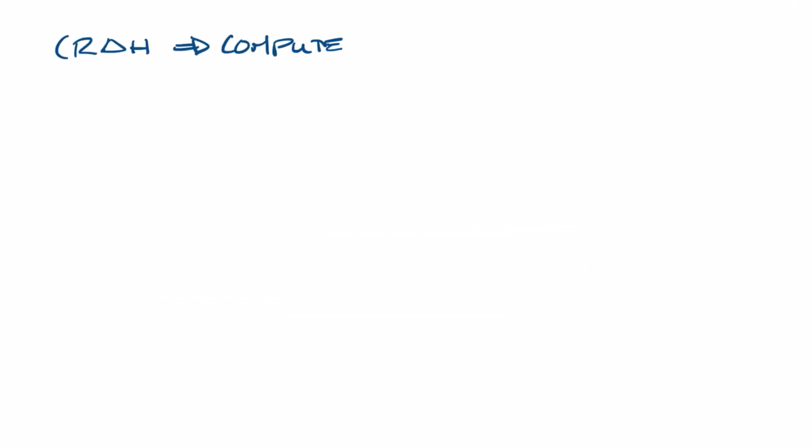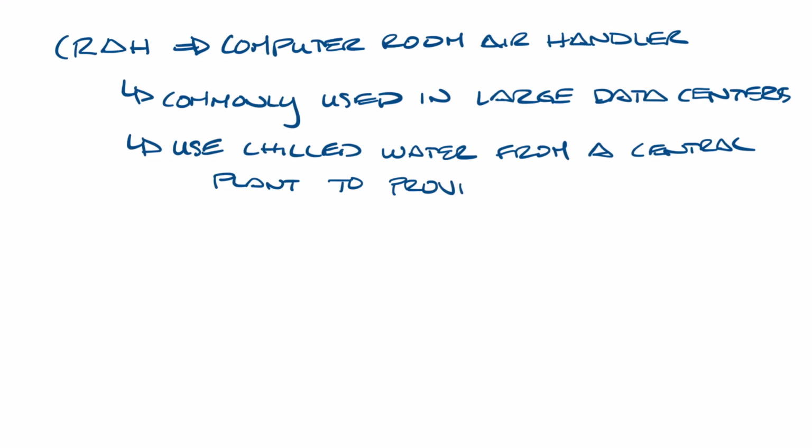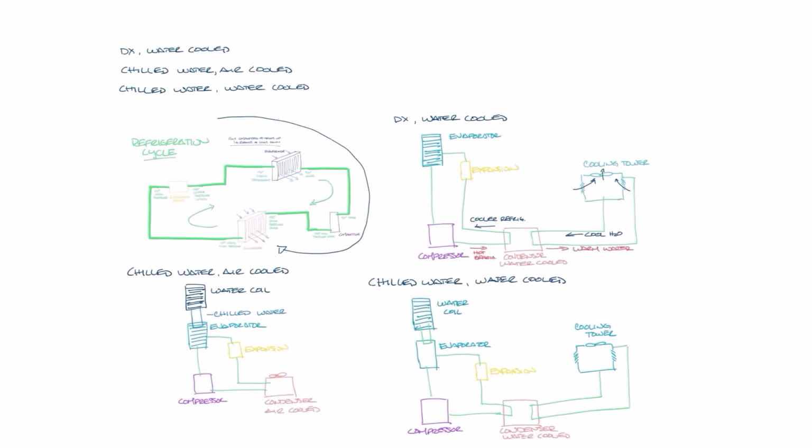CRAH stands for Computer Room Air Handler. CRAH units are commonly used in large data centers. They use chilled water from a central plant to provide cooling, unlike CRAC units which use DX or direct expansion systems. Let's move this over and let's look at an image from the previous video to see how this works.